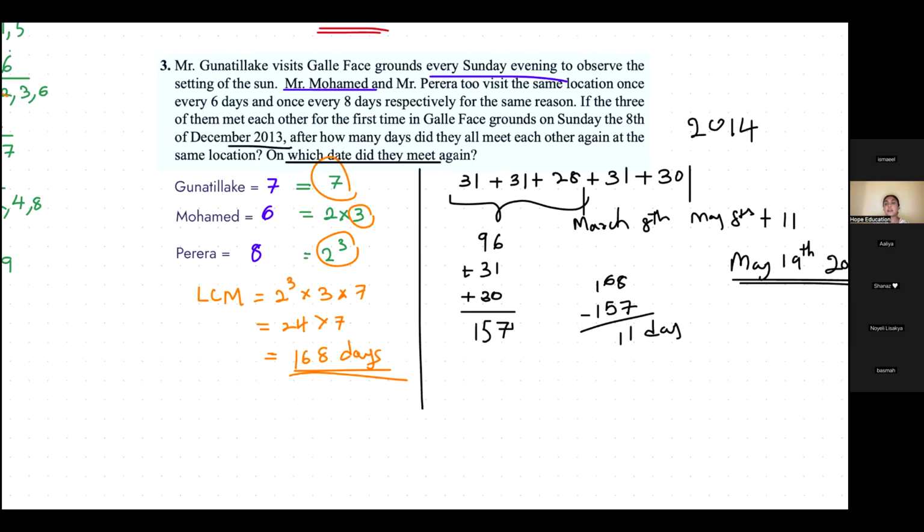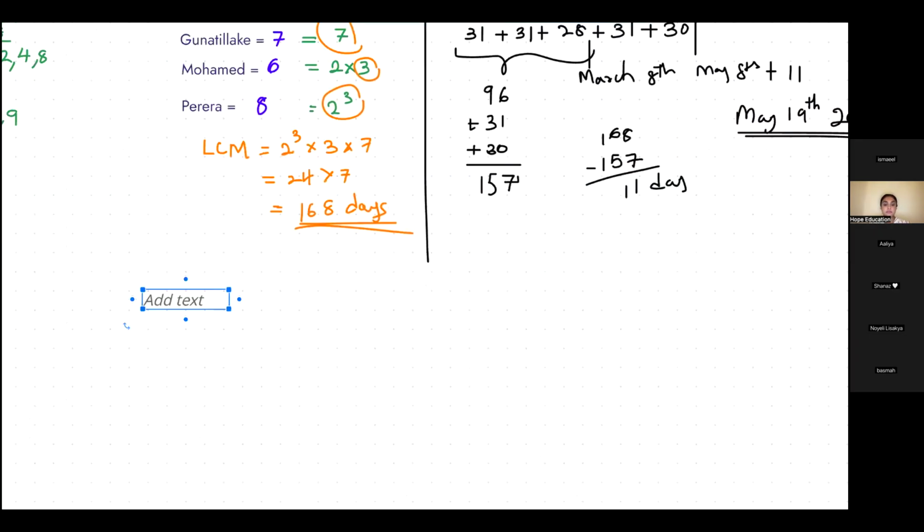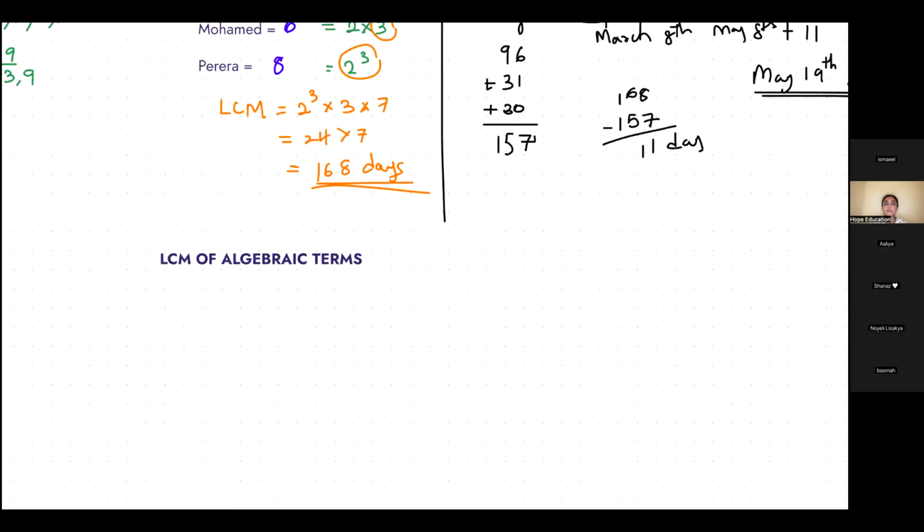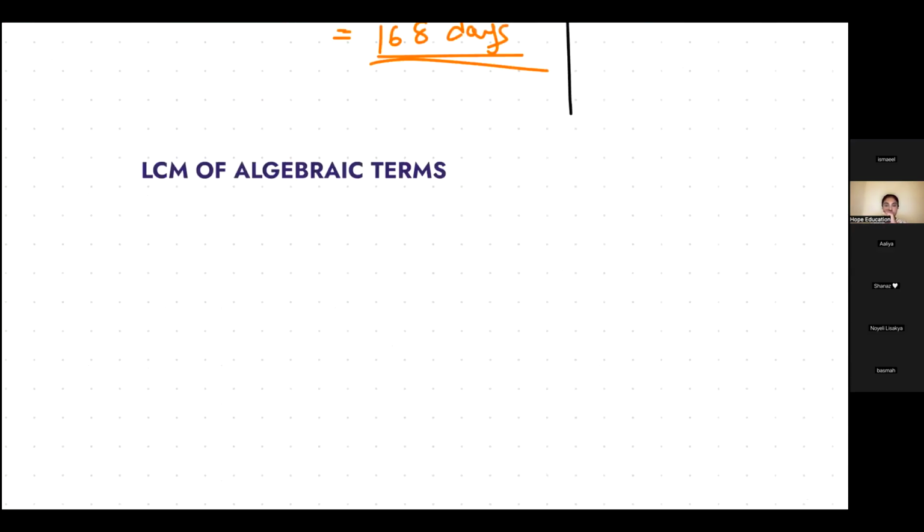Now only we are coming to what we have to learn this year in grade 10, because all this time we were doing a revision of grade 9. Can you all put a subtopic and put, excuse me for a second.